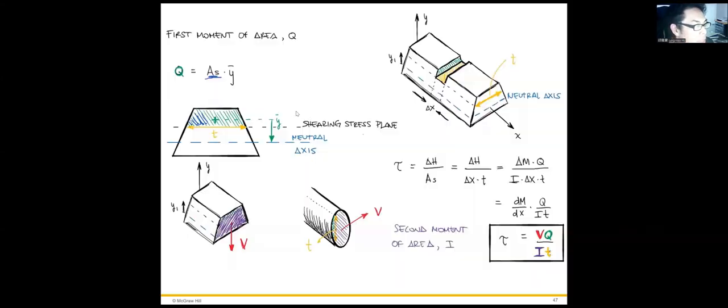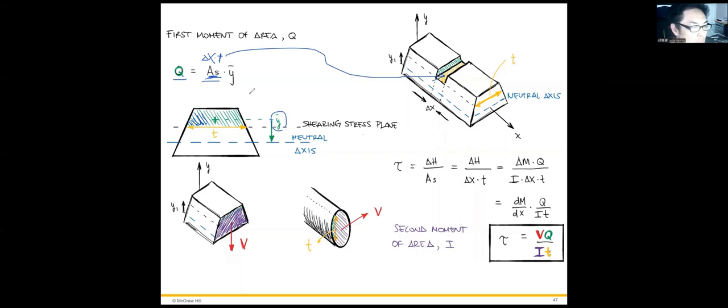The definition of the first moment of area is A_s times y bar. Y bar is the distance from the centroid of the part of this cross section to the neutral axis. And A_s is the surface on which the transverse shear stress is applied, so in this case it's delta X times the thickness t.